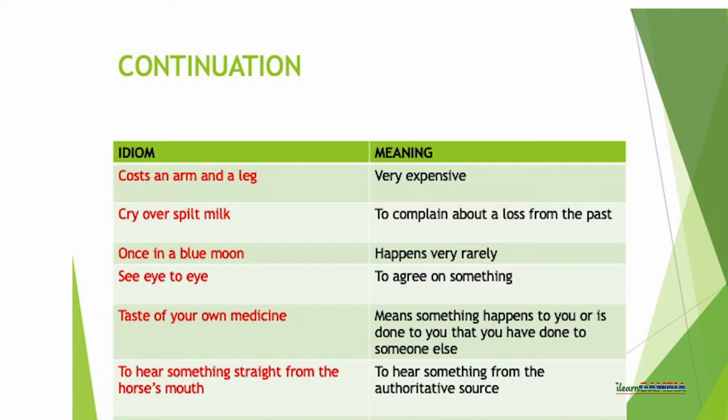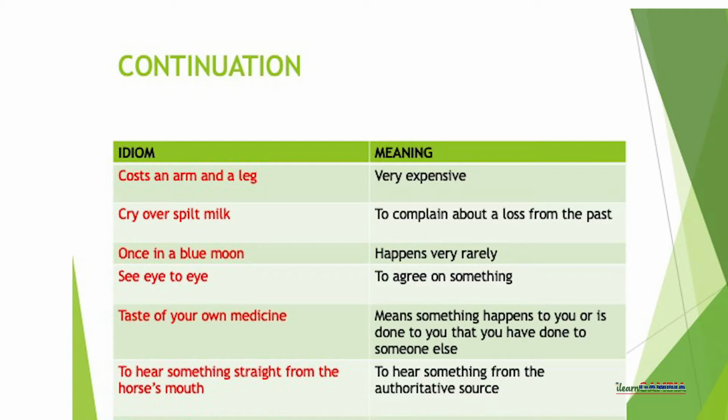If two people see eye to eye, it means they agree on something. A taste of your own medicine. If you are given a taste of your own medicine, it means something happens to you or is done to you that you have done to someone else. In most cases, it is something bad. That means what you usually do to others is also done to you.